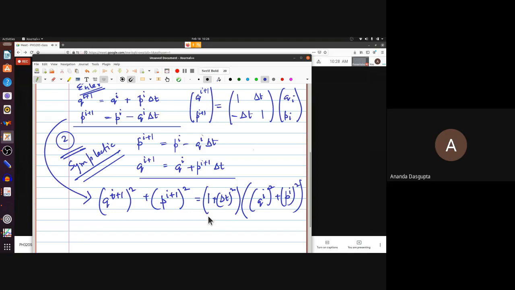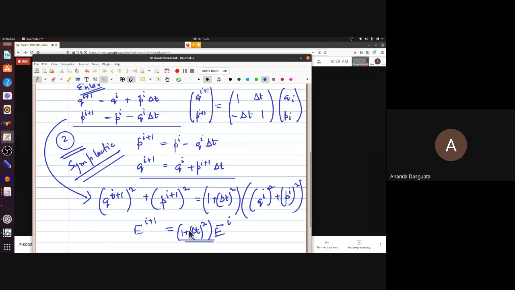But notice what is happening here. The energy at the i plus 1th level becomes the energy at the ith level times 1 plus delta t squared. Notice that delta t is of course pretty small in most calculations. I have deliberately taken a delta t which is large. So 1 plus delta t squared becomes 1.01.